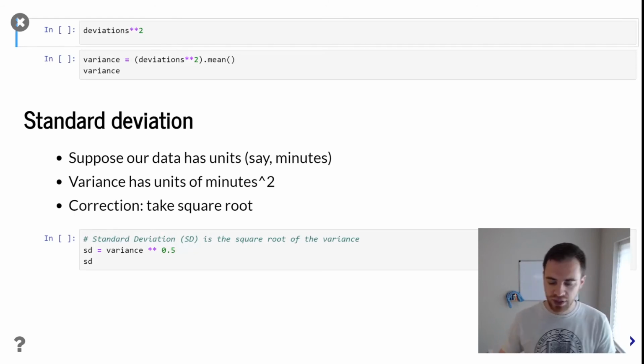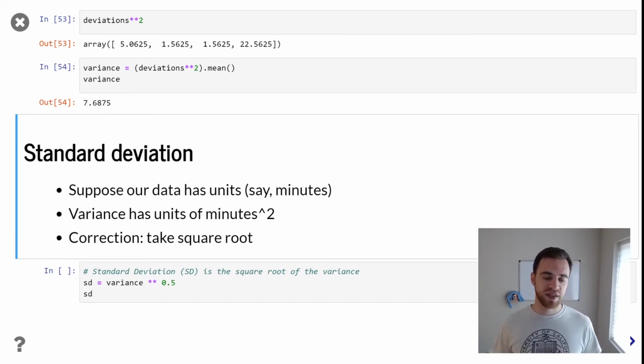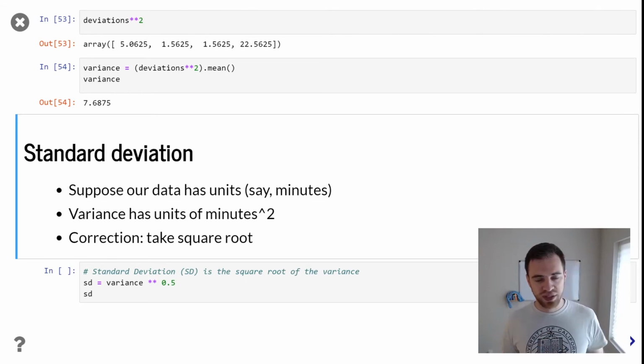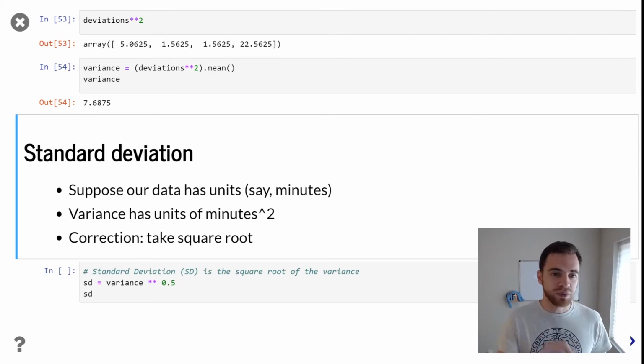Okay, so let's take a look. I'll take my deviations, I'll square them. That gets rid of the negative sign. And now when I take the mean, I get 7.68. So the larger the average squared deviation is, the variance, the more spread out the data is. Now, you might know the standard deviation is the square root of the variance. That's the definition of the standard deviation. So I'm going to take the variance and then I'll take the square root.